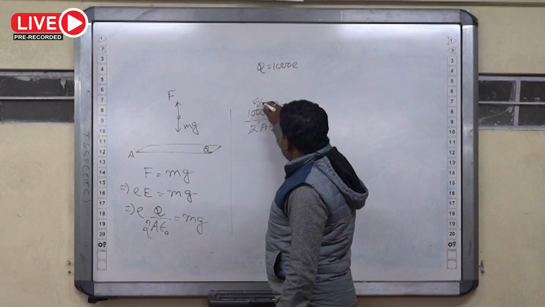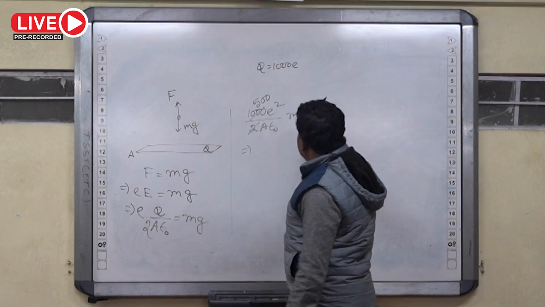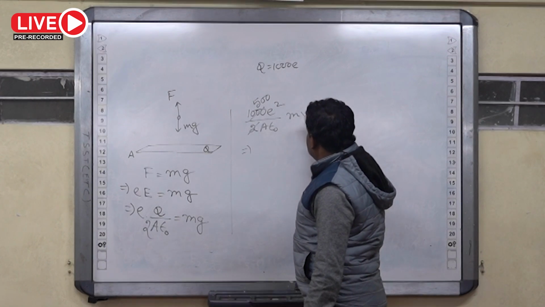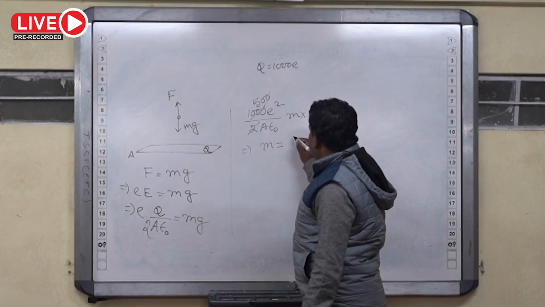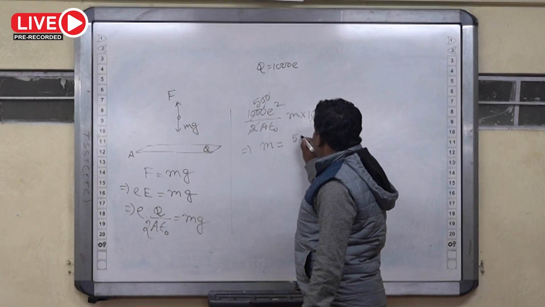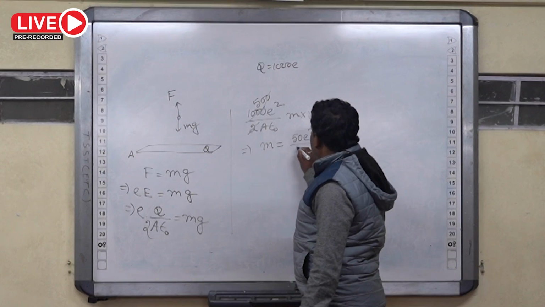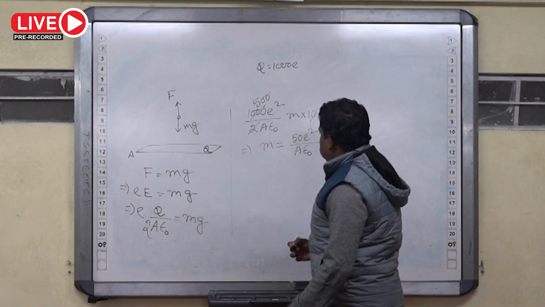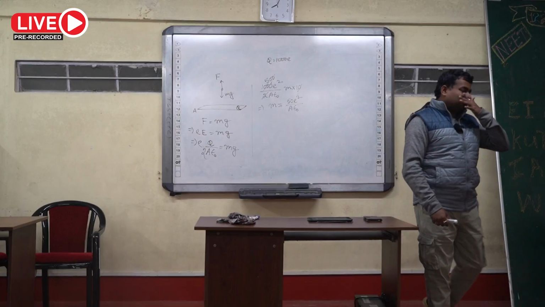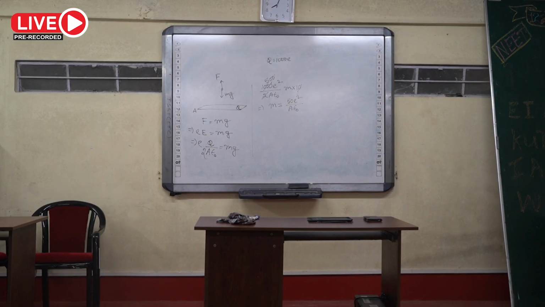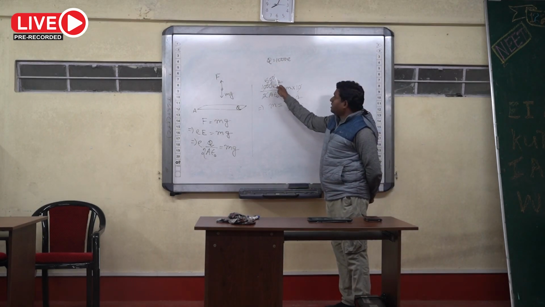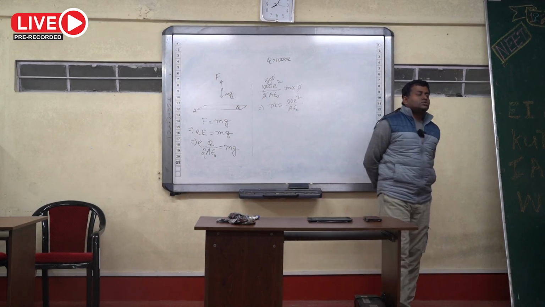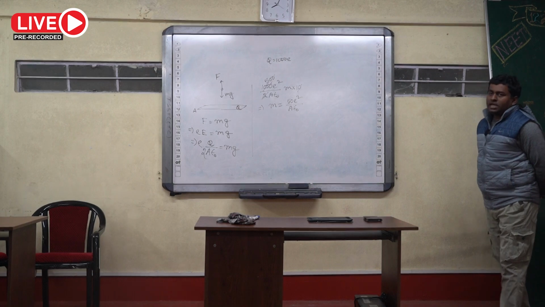So this is 500. Now you can also put g equal to 10. So I can cancel this, and I can write here m equal to 50 e square divided by A epsilon naught. This is the expression for the mass of the electron. This is 1000 e square, so we cancel: 1000 by 2 is 500, 500 and 10, the zero is cancelled, so it will be 50 e square by A epsilon naught.